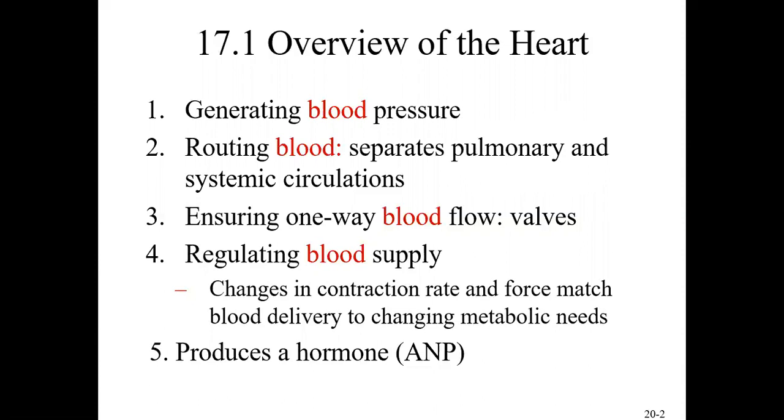Number 3 is to ensure one-way blood flow, and so you have 4 main valves located in the heart, and we'll be talking about those a little later. And that allows blood to flow in only one direction through the heart.